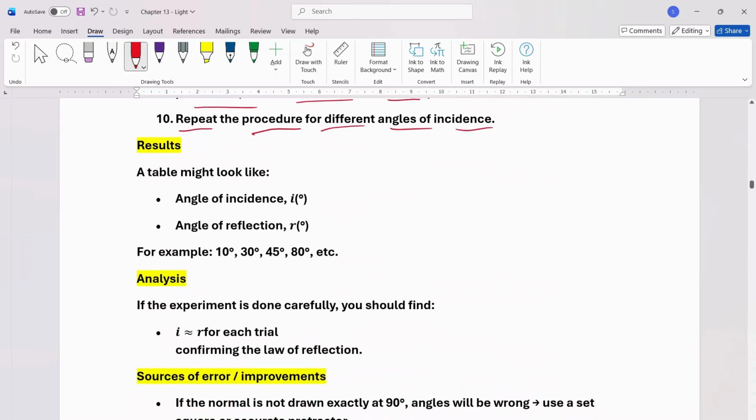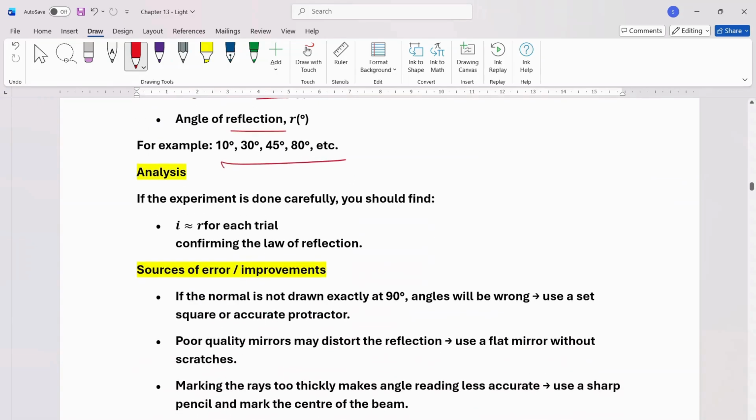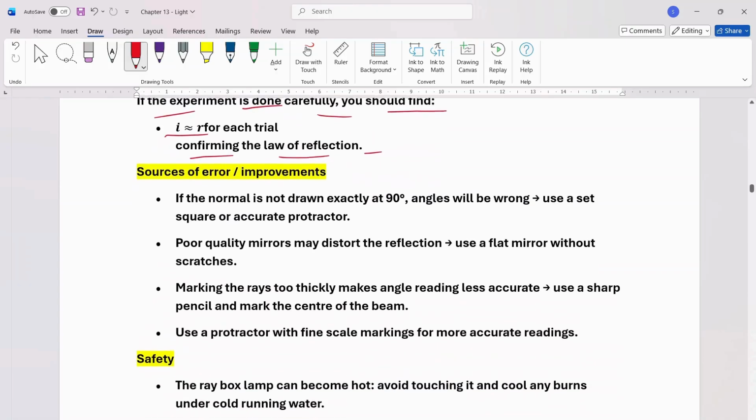Your result will look like a table with angle of incidence and angle of reflection, for example, these angles. Analysis: if the experiment is done carefully, you should find that angle I is equal to, or congruent to, angle R for each trial, confirming the law of reflection.